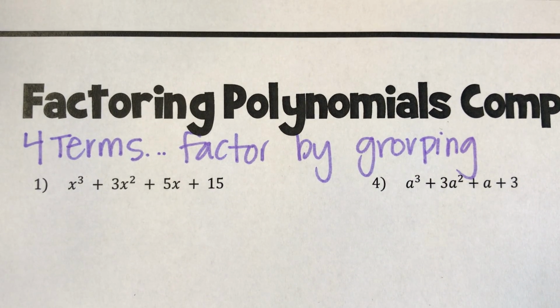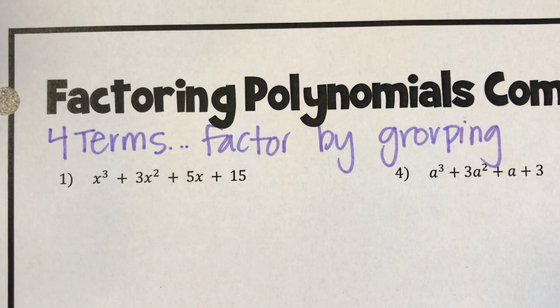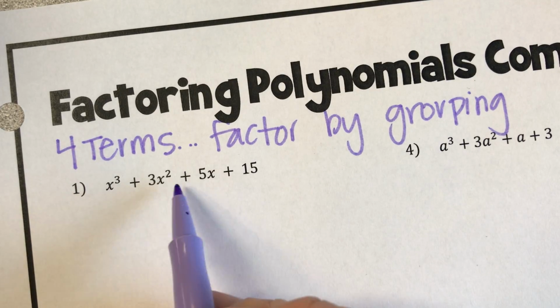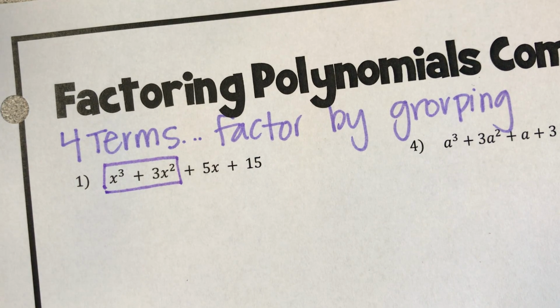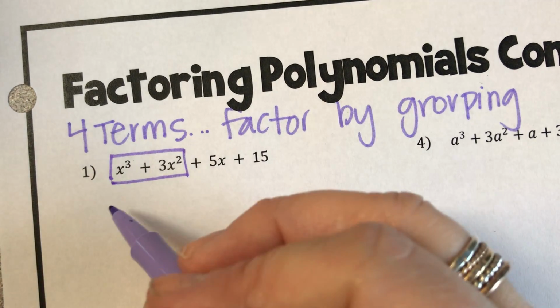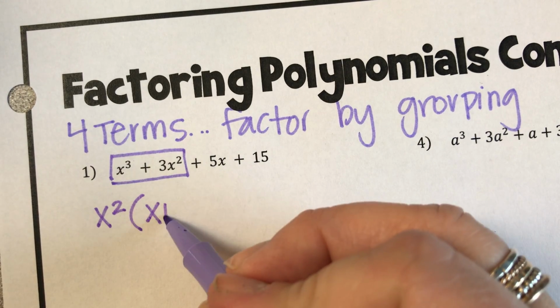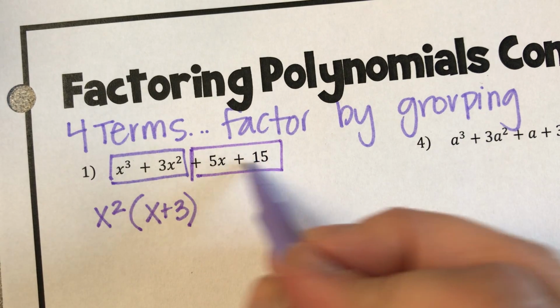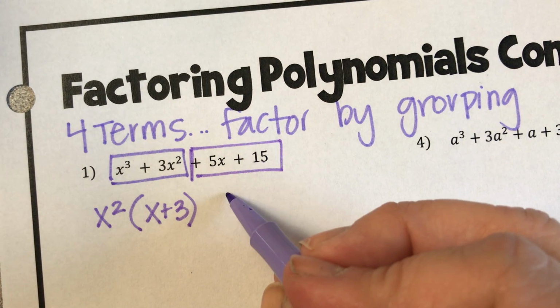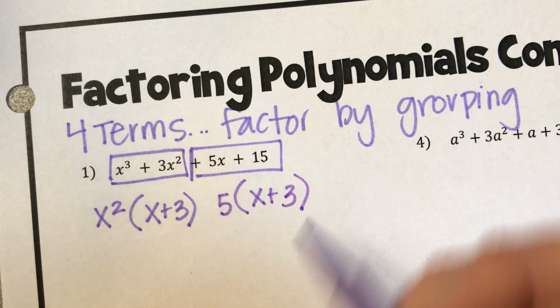So what I want to look at first is we group them into the first 2 and then the second 2. So out of these 2 terms, what can I factor out? What's a monomial that I can take out of both of those? X squared, and that leaves me with x plus 3. Okay, and then these last 2 terms, what can I take out of both of those? A 5, and that leaves me with x plus 3.